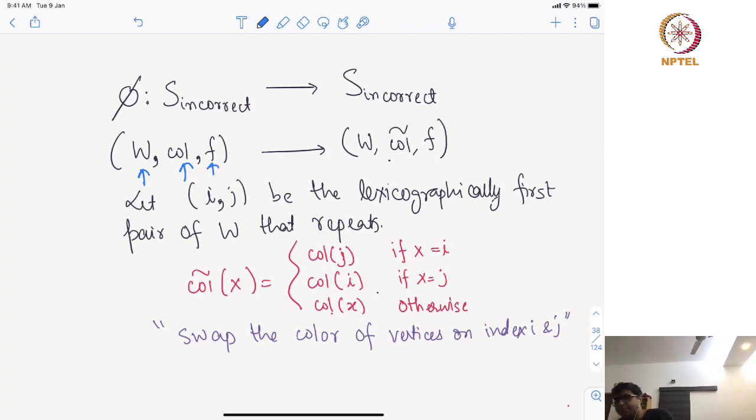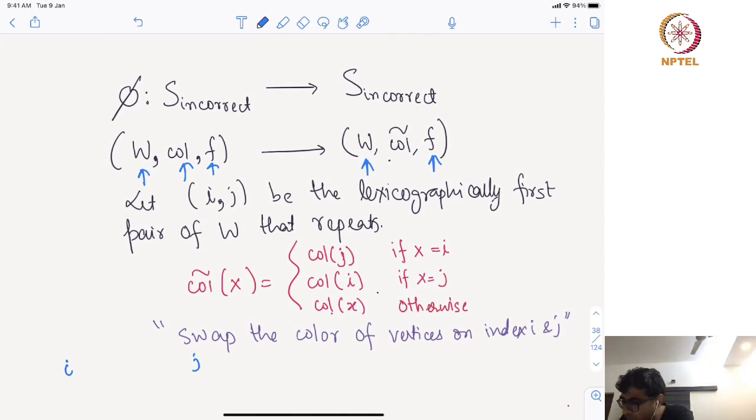So I am going to give you a map. W remains the same, F remains the same, just the coloring will change. Let (i, j) be the lexicographically first pair of W that repeats. So what is the new coloring function? Look, here it's index i and index j.